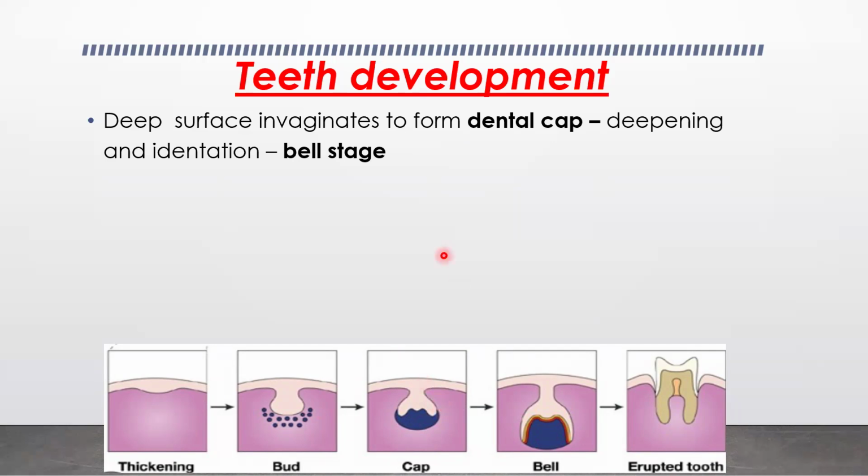First of all, it invaginates more. So we started with thickening. The thickening gave us a dental lamina. Then this thickening gave us a dental bud. Then the dental bud undergoes further invagination.